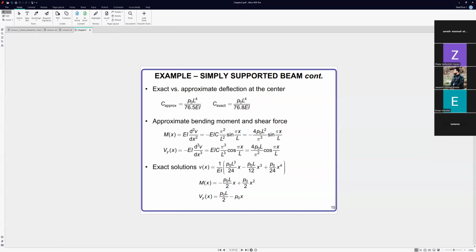You have some tables to find, for example, a simply supported beam with a distributed load, a partial load, or a concentrated load. You can find the displacement, and this is the moment, and this one is the shear. It's available. Just by substituting x at any position, you can find the moment, shear, and displacement. So you can find these exact equations in the table of the steel manuals.